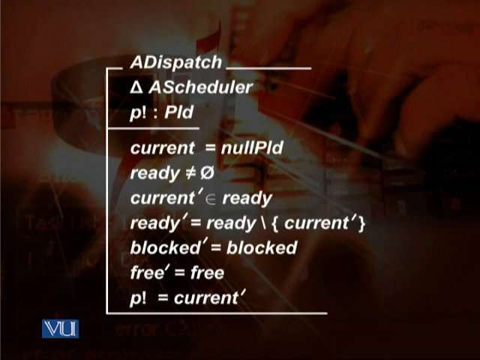The ready is now modified. We take this current which has been taken from the ready, so that has been taken out. So the new ready set is equal to the old ready set minus this element current. Blocked does not change, it stays the same. Free does not change, it stays the same. And the output is the element current which has been dispatched.